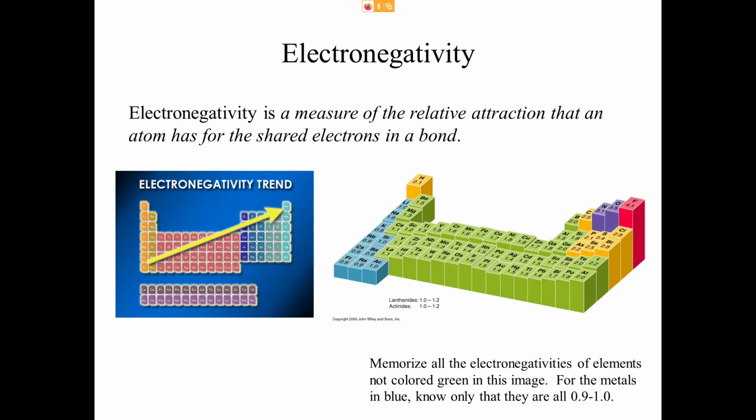I need you to know 2.1, not 2.0. There's a reason for that. We'll get to it in a minute. If you memorize hydrogen, it's 2.1, and then boron through fluorine, all the way marching up from 2, 2.5, 3, 3.5, and 4, you'll do very well. Those are the ones I want you to know.